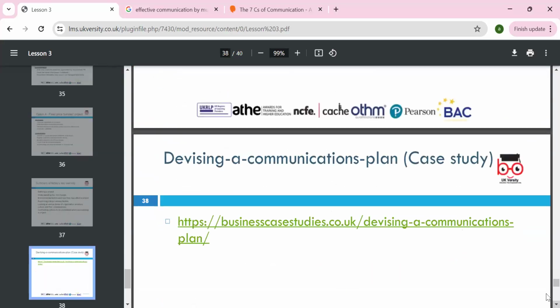Okay, so guys, we included the case study. Please copy the link and you can go through the case study of project management and communication, what is important within the project, and how we can map the needs of the different stakeholders.